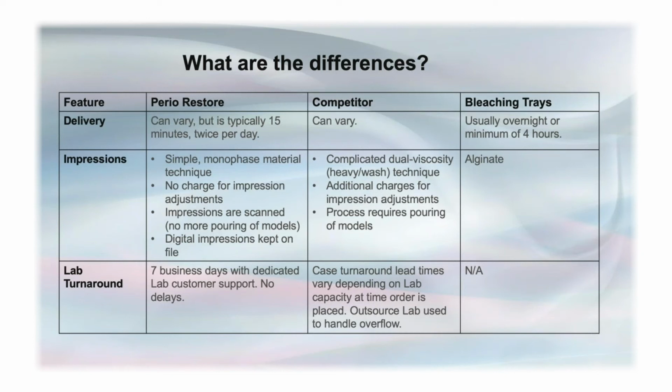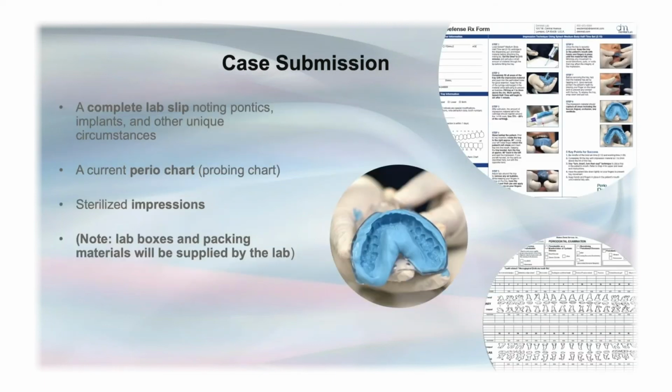If you tell them they need Periodontal, they want it tomorrow. And so with DenMat, they get it back in 7 days or less, and they give you great lab support too. And you put the lab slips in, you're noting the conics, the implants, you give them a current perio chart, and a lot of times insurance will want that too, and you send it in serialized impressions.